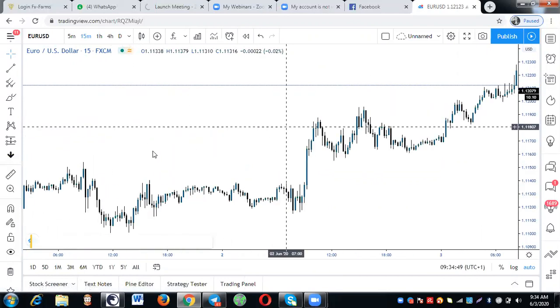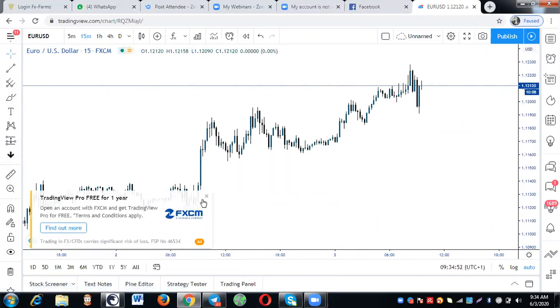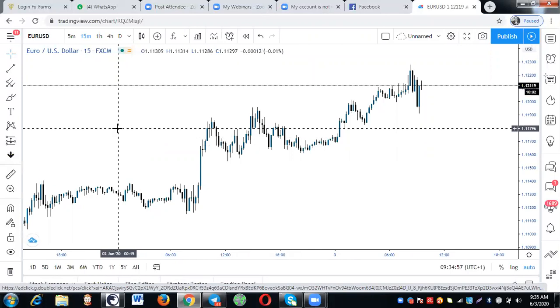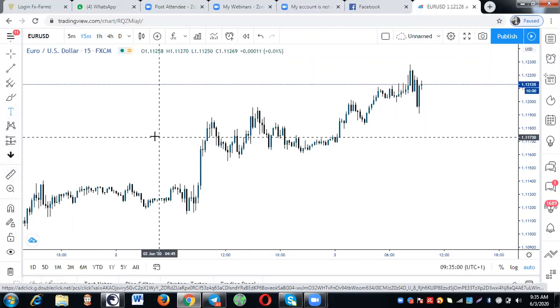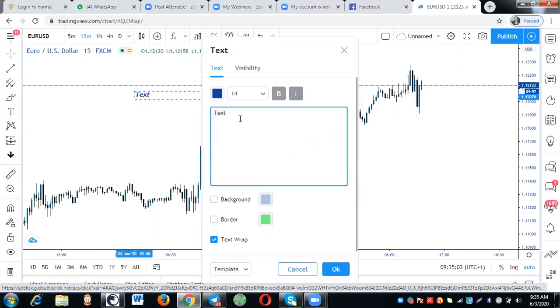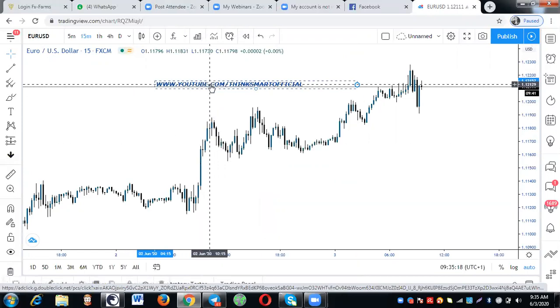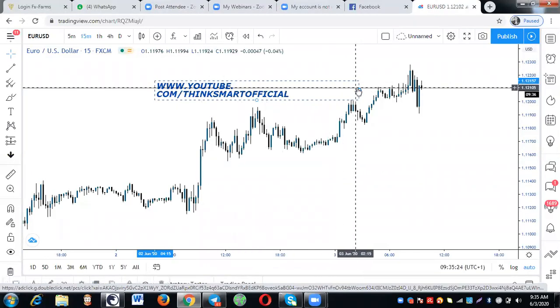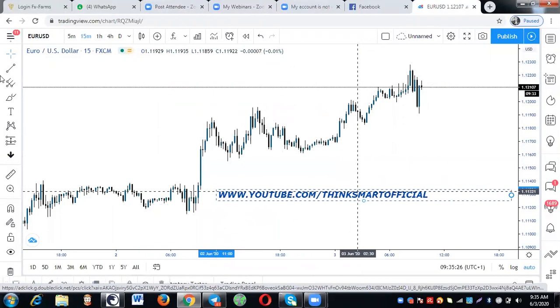You can actually enhance it. It doesn't come like this, but I enhanced it. I think we already have a video recorded on that, so I'm just going to breeze through. You can go back to our channel and you'll be able to go through how to set up your TradingView. So this is our channel, youtube.com/thinksmartofficial. You see all the recordings right there for basics, how to do this, how to do that, how to use TradingView and all that. You're going to find everything right there.